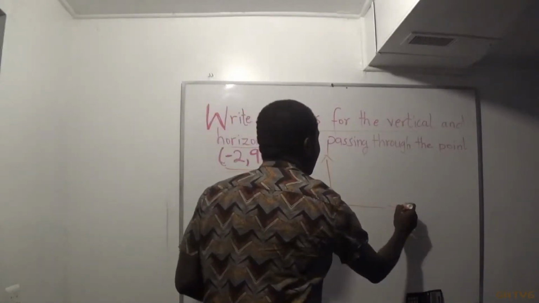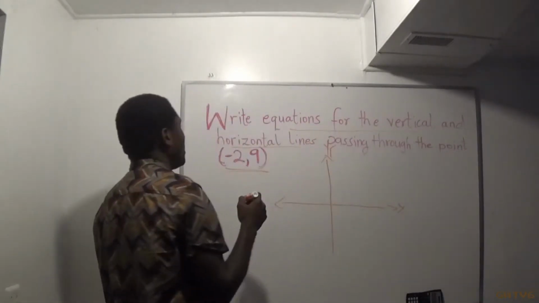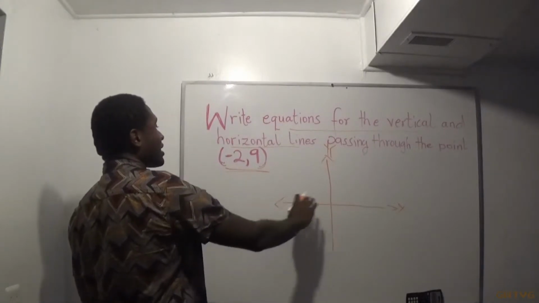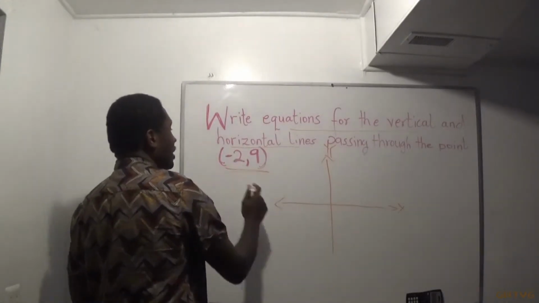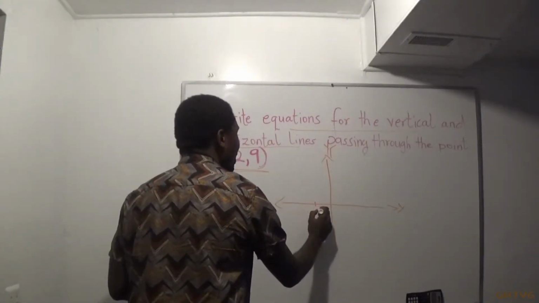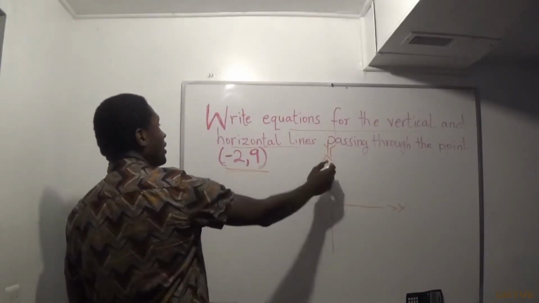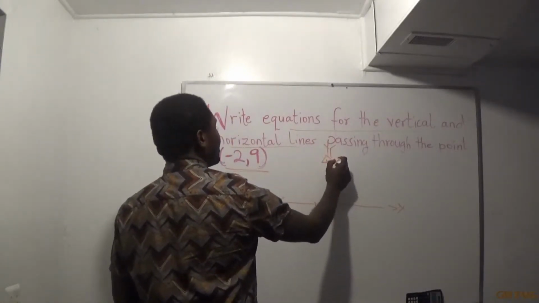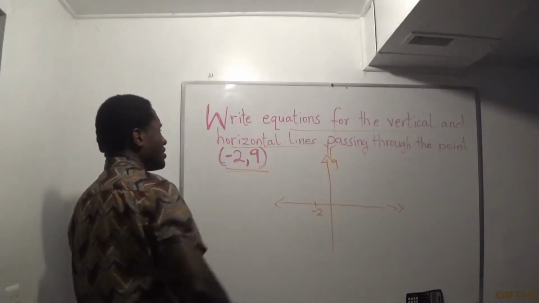So this is my x and that is my y. And on my x, I have to make sure I have -2. So let's say this is my -2 on my x. And on the y, let's say that's my +9. So I just need those 2 points.